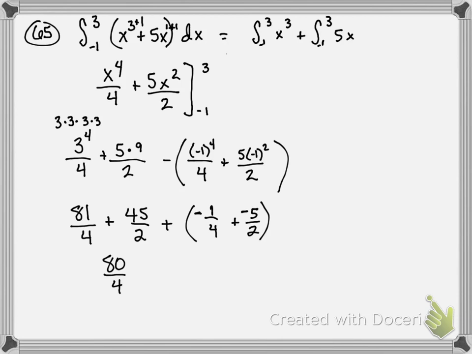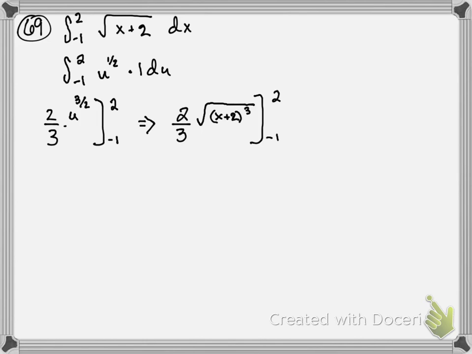All right. Plus 40 over 2. 45 minus 5 is 40 over 2. Is that right? Okay. So what is that? What is 80 over 4? 20. So that's 20 plus 20, which is 40. Okay, 40.